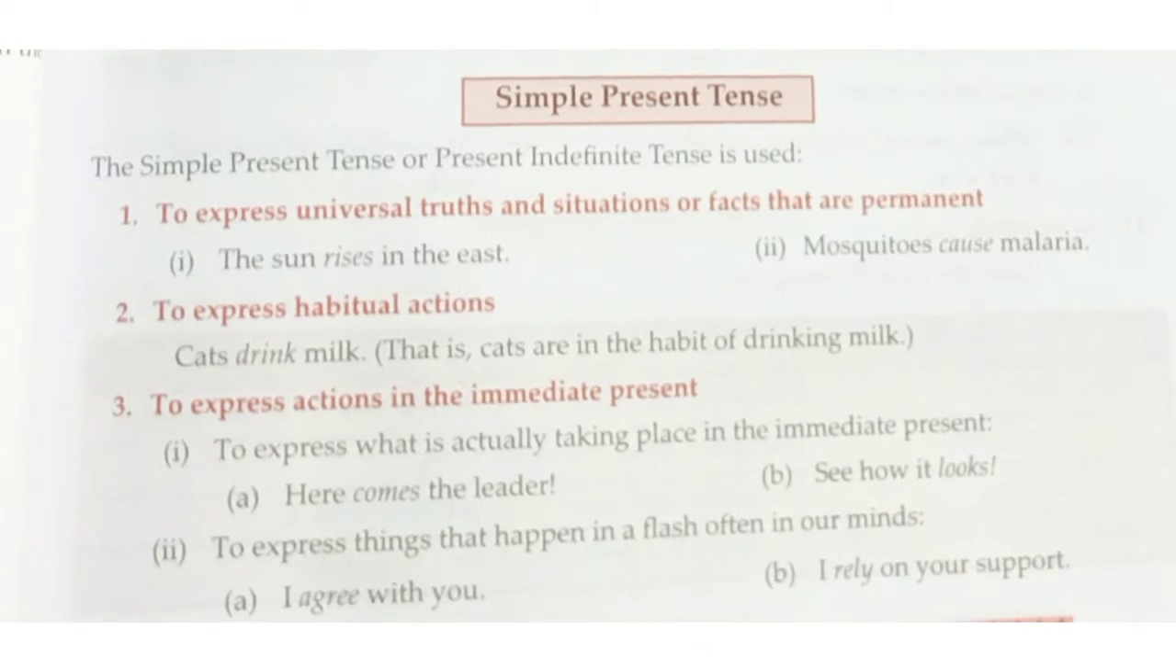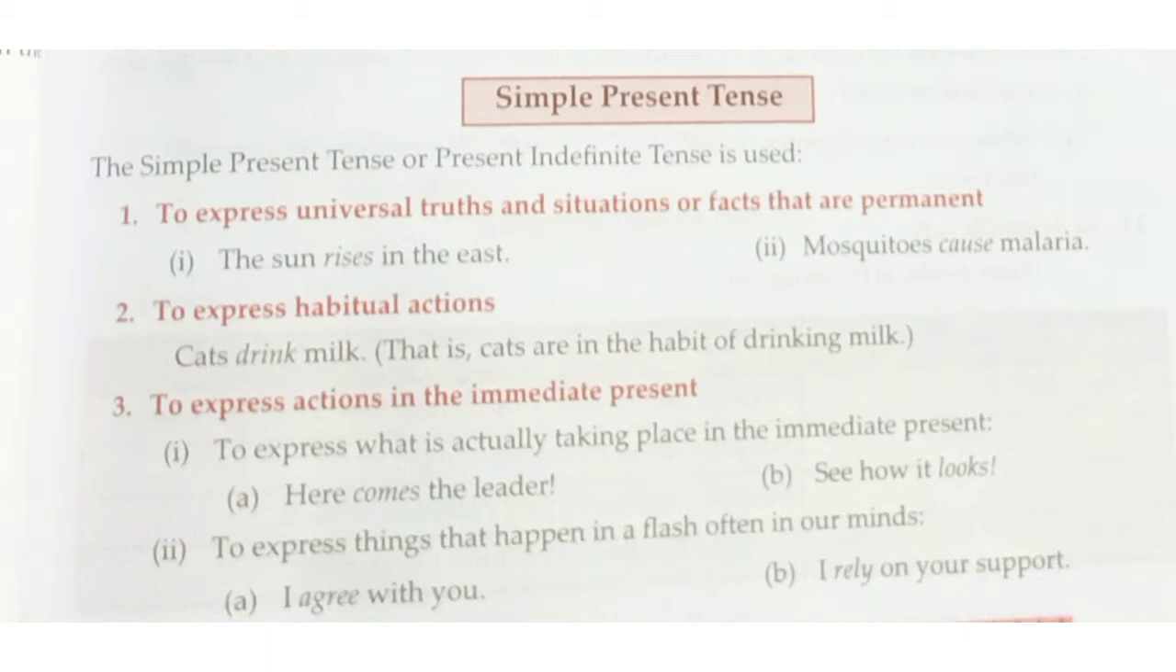Now let us look at simple present tense and its use. So what is simple present tense? The tense which signifies that the action happens regularly in the present period of time. When the action happens in the present period of time on a regular basis, we use simple present tense, or we say present indefinite tense.